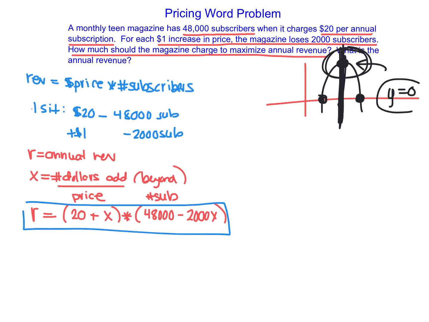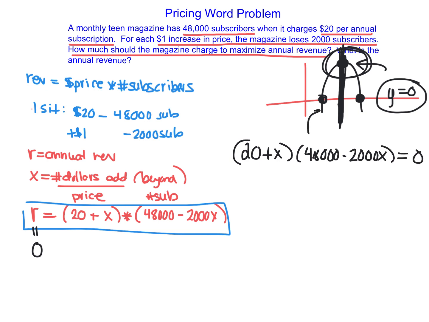So what I'm going to do is solve for the x-intercepts here. Remember, when we solve for the x-intercepts, our y value is set equal to 0, which in this case is R. So we can take our entire equation of 20 plus x times 48,000 minus 2,000x, and set that equal to 0, and that will help us to identify these x-intercept points. Now what I notice here is the form that this is written in is perfect for the zero product property. It's already factored.